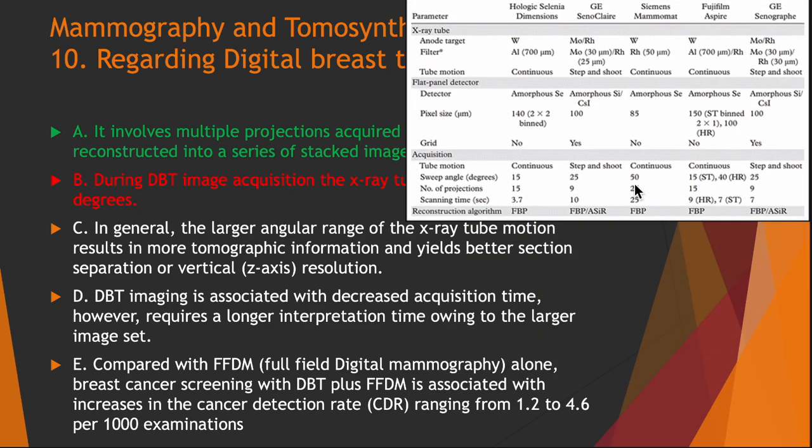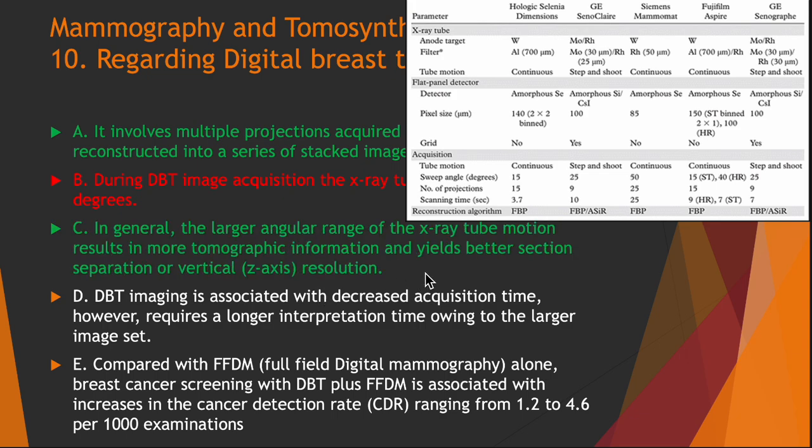In general, this was just the table which I had put to show you that there are multiple machines from various companies, and the arc and the sweep angle is different for all of them. It could be as high as 50 degrees. In general, the larger angular range of the X-ray tube motion results in more tomographic information and yields better section separation over the vertical z-axis. So the answer is true. The larger the arc, the more the images, and the better the resolution or separation.